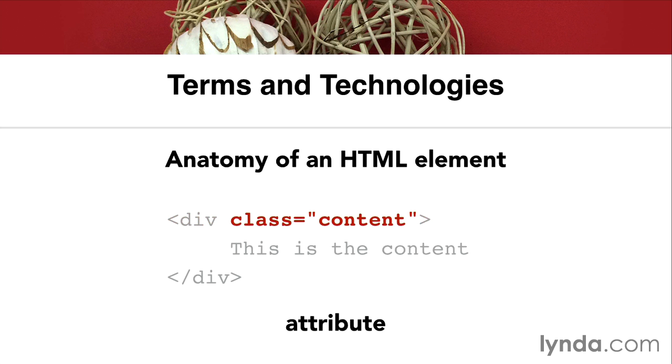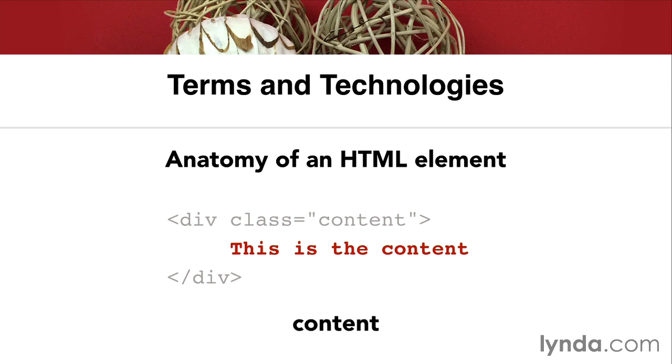An attribute is additional information inside of the tag. So in this case, the attribute name is called class, and the value is set to be equal to content. When we combine the beginning tag and the ending tag, at the bottom here we can see the /div, these together make up the entire HTML element. So when we talk about an HTML element, we're including the beginning tag and the ending tag and all of the content inside.